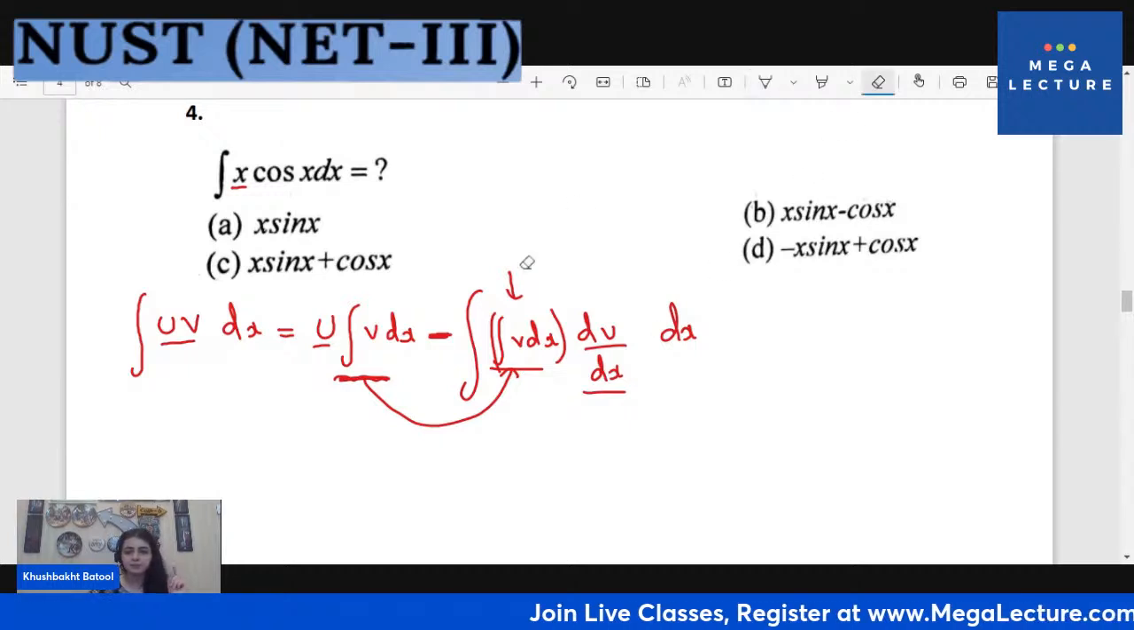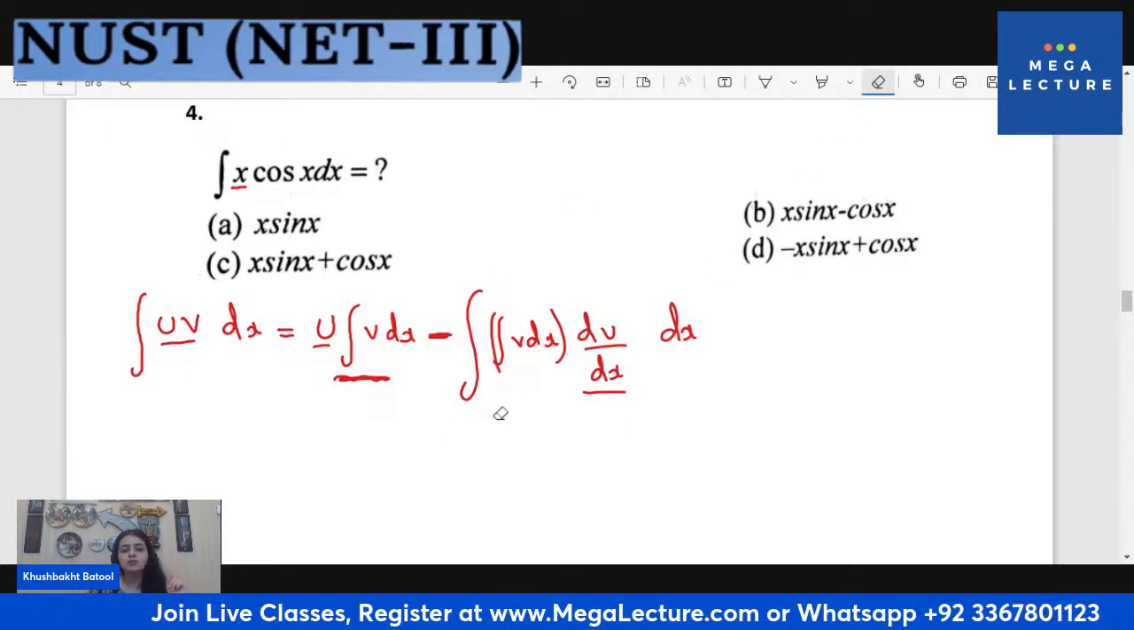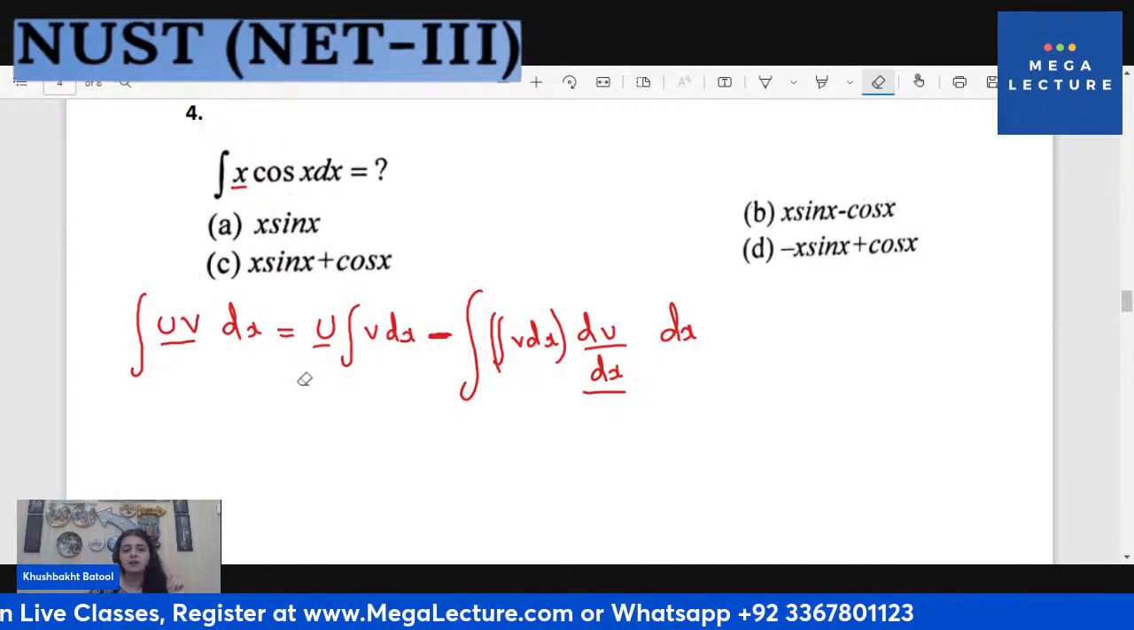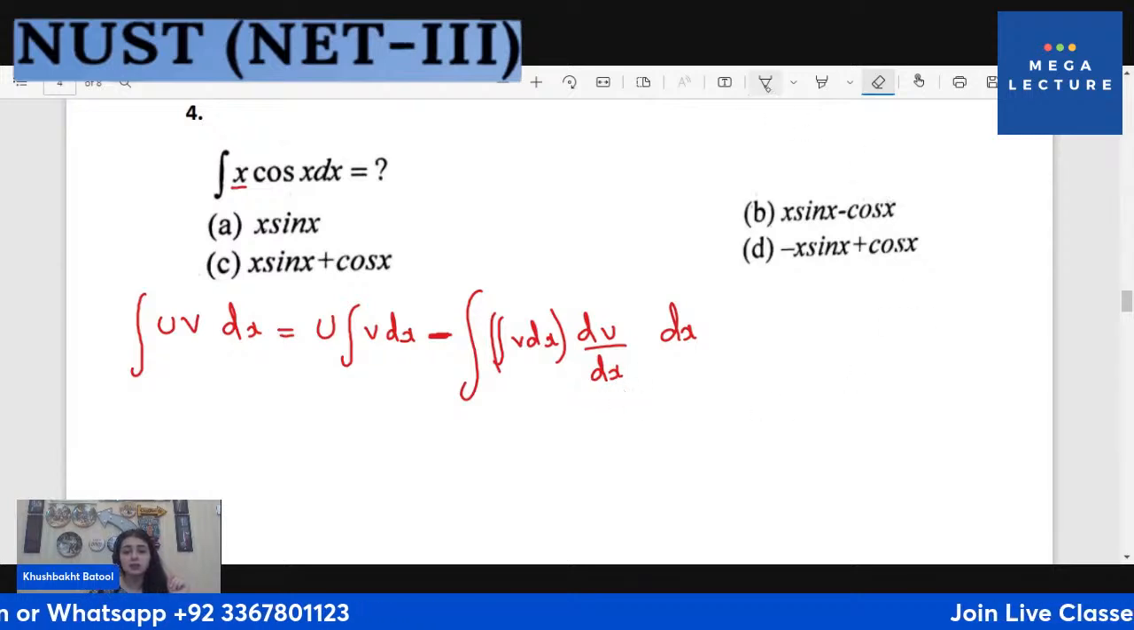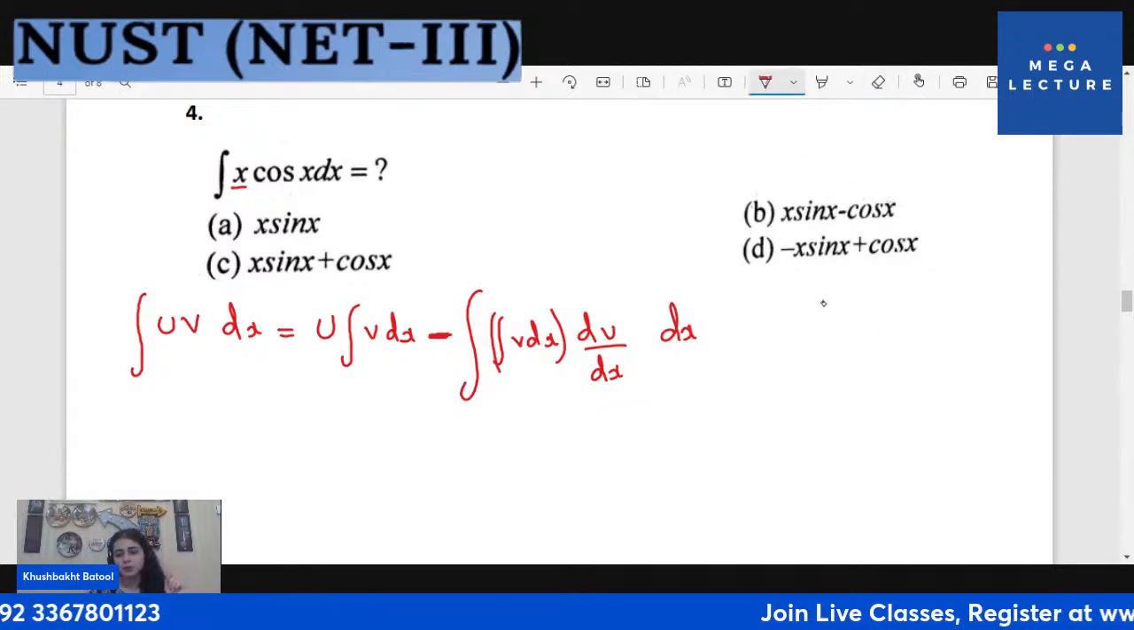Now guys, I have a question for you. How do we choose which function is first and which function is second? This is not happening on the basis of order, like if something is written first then it would be the first function. No, that is not the case. It is the other way around. So I have a trick here.